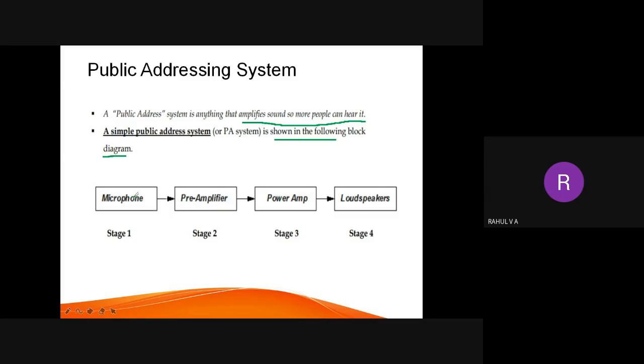Okay, so what will a mic do? What is the purpose of a mic? What is the purpose of a mic in an amplifier or a public addressing system?